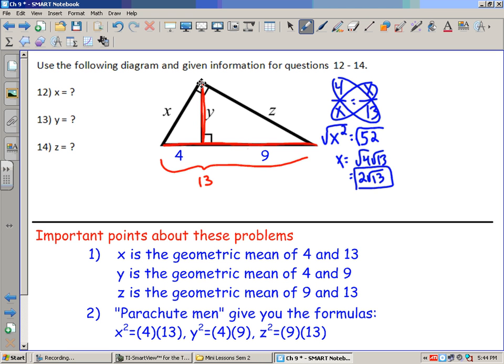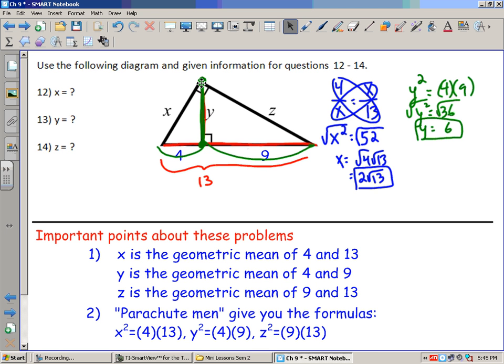With parachute men, you start at the big right angle, and then you slide down either x, y, or z. For my purposes, I want to find y, so I'm going to slide down y. We say with parachute men, when you slide down something, it's exponentially fun, so you square it. When you get to the bottom, you have two options of where you want to go. I can either go a distance of 4, or I can go a distance of 9. So those are the things that I multiply together to get my equations. And then I get y squared equals 4 times 9, which is 36. Square root, y equals 6.